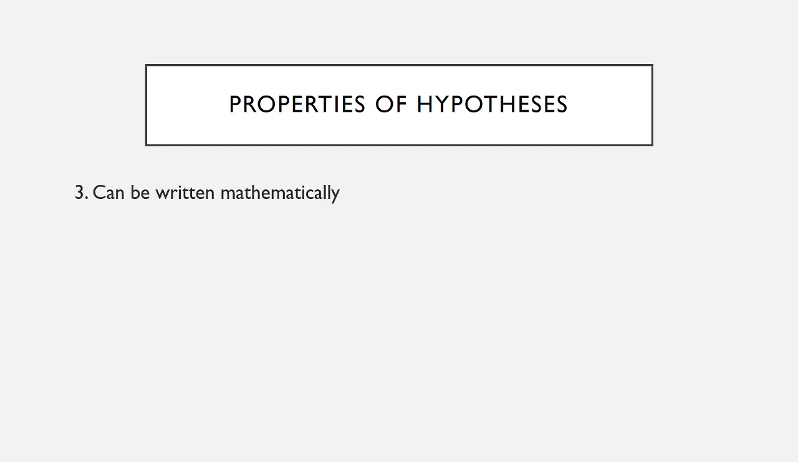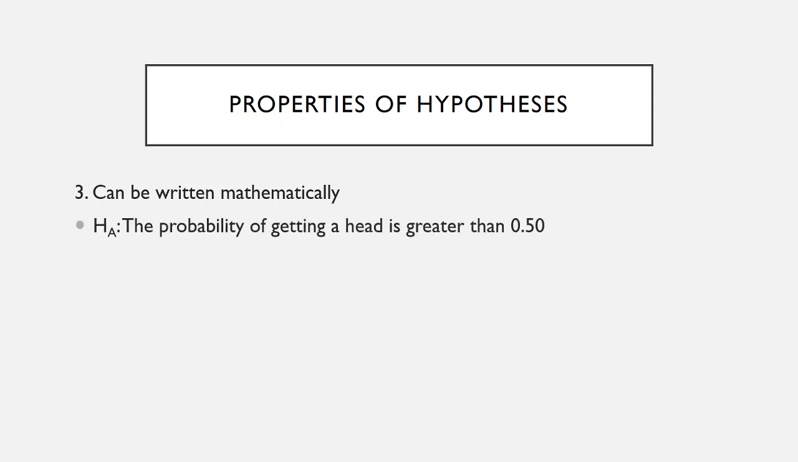Additionally, the hypotheses should be able to be notated using mathematical notation. So you can take your statements and translate them into specifically what numerical outcomes you're hoping for. In this basic coin flip example, we're just dealing with probabilities. So our alternative hypothesis is that the probability of getting heads is greater than 50%.